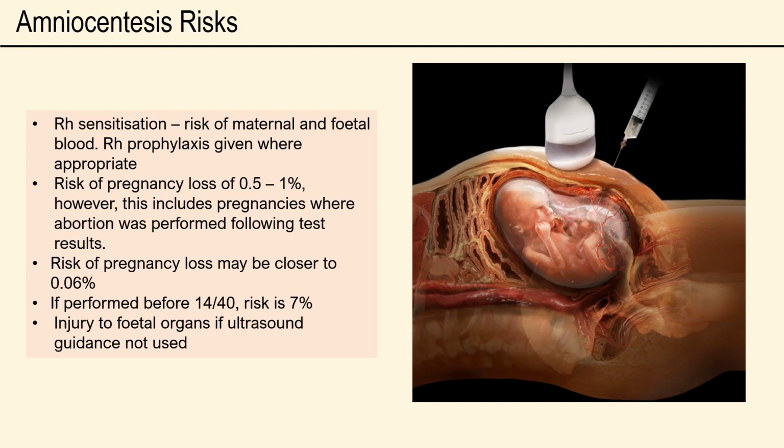The risk of pregnancy loss is lower than chorionic villus sampling at 0.5 to 1%. However, the data does not make it clear whether these pregnancy losses were as a result of termination after the results of the amniocentesis. The actual statistics of pregnancy loss is thought to be about 0.06%. If performed before 14 weeks, this jumps to as high as 7%.